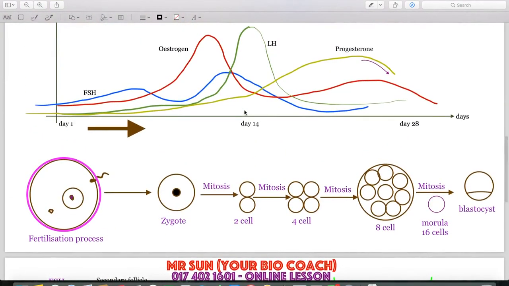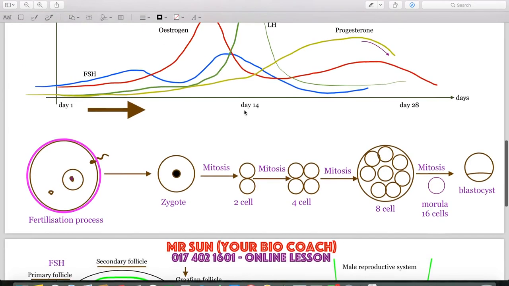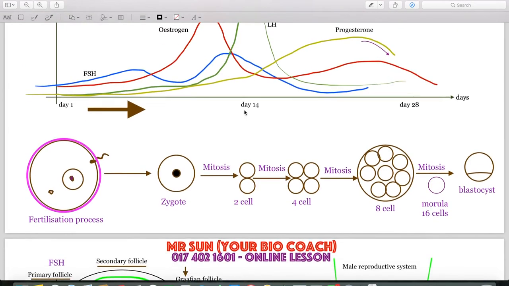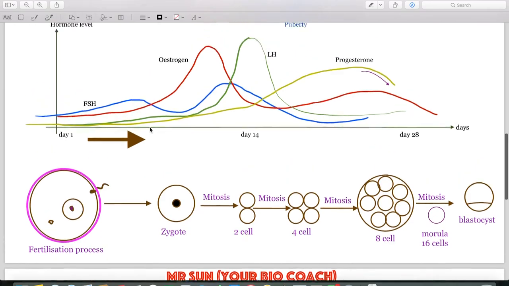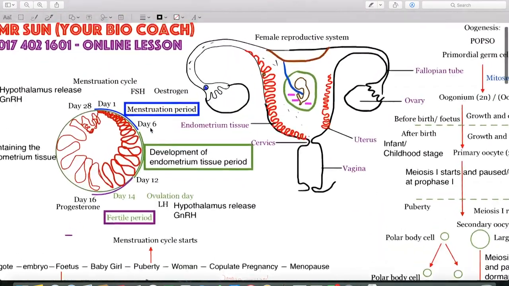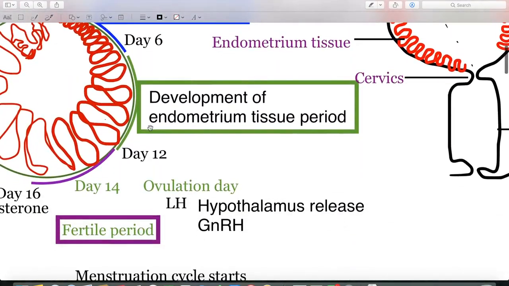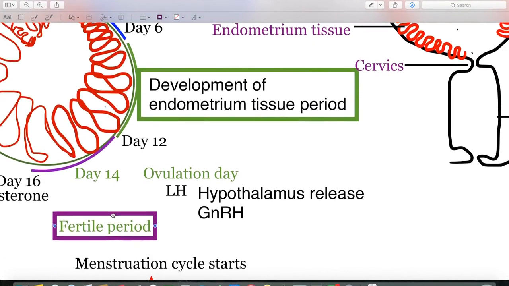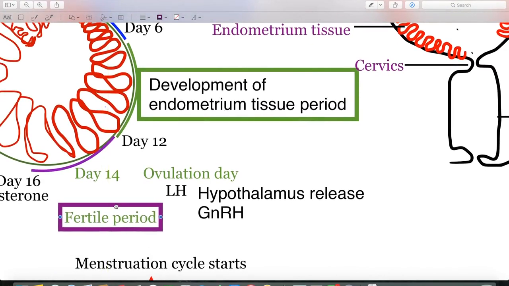Now, what happens if they go through a fertilization process? Let's say the male and the female, the husband and the wife, decide to have a child. What is the process like? Let's look at that. They have to go through copulation. So when do they have to go through copulation? It is basically during the fertile period. During the fertile period, they will go through the copulation process.